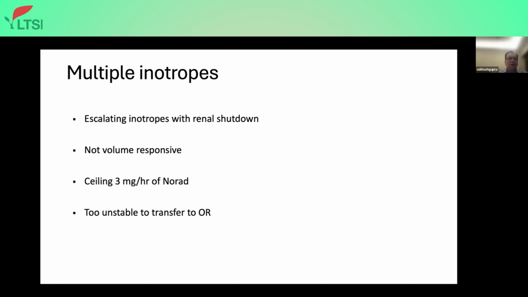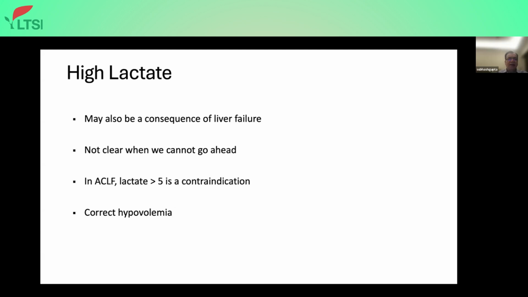If there are multiple inotropes which are continuously increasing, with renal shutdown, not volume responsive, and we think they're too unstable to transfer to the OR, then obviously we would not think of transplantation. Next. If there's high lactate, this may be a consequence of liver failure. It is not clear that we cannot go ahead just because of high lactate. In ACLF, lactate more than 5 is a contraindication. Of course, we'd like to correct the hypovolemia and see whether the lactate improves or not.